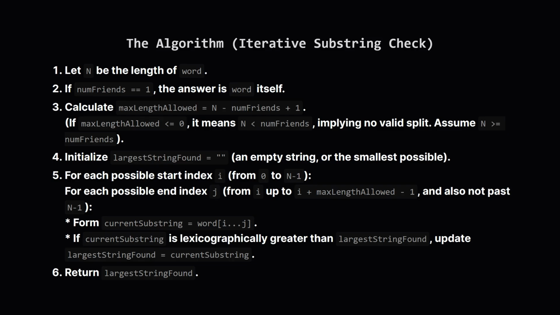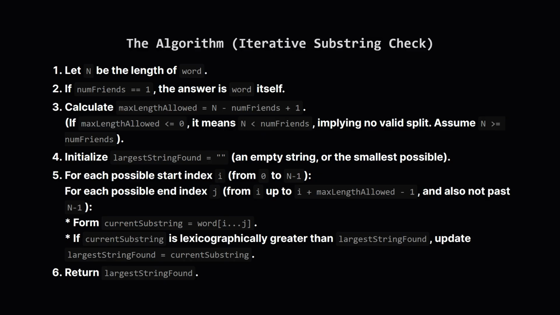Let's formalize that into an algorithm. First, we get the length of our word, let's call it n. A quick special case: if numFriends is just 1, then the only split is the entire word itself. So the word itself is the answer. Otherwise, we calculate that max length allowed we talked about, n minus numFriends plus 1. We should probably make sure this is at least 1.